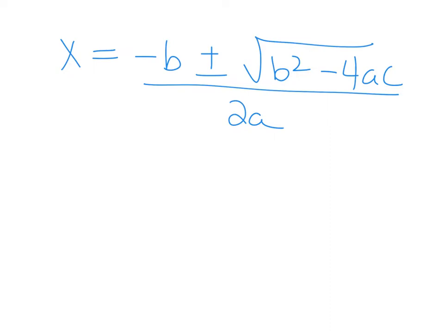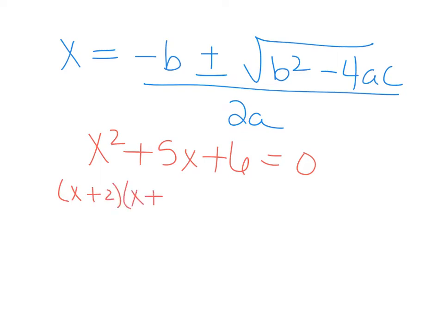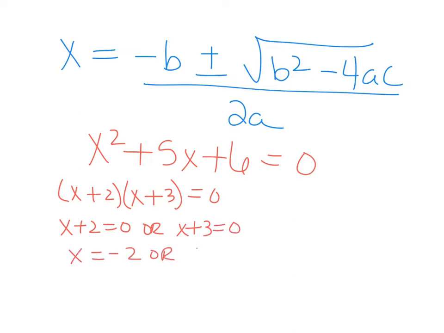So here we go. The first thing you need to know, just like when we were solving quadratic equations, is that you have to have one side of the equation equal to 0. So here's an equation, and this one we could actually solve by factoring. I'll show you really quick. It would factor into x plus 2 times x plus 3 equals 0, and then you get x plus 2 equals 0, or x plus 3 equals 0, and then we get x is negative 2, or x is negative 3.